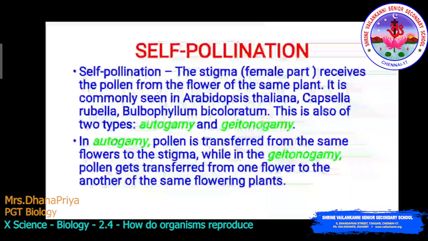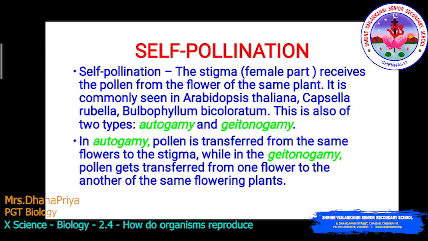Now we study self-pollination. In self-pollination, the stigma, the female part, receives pollen from a flower of the same plant itself. It is commonly seen in Arabidopsis thaliana, Capsella rubella and Bulbophyllum bicoloratum. This is also of two types: one is autogamy and the other is geitonogamy.